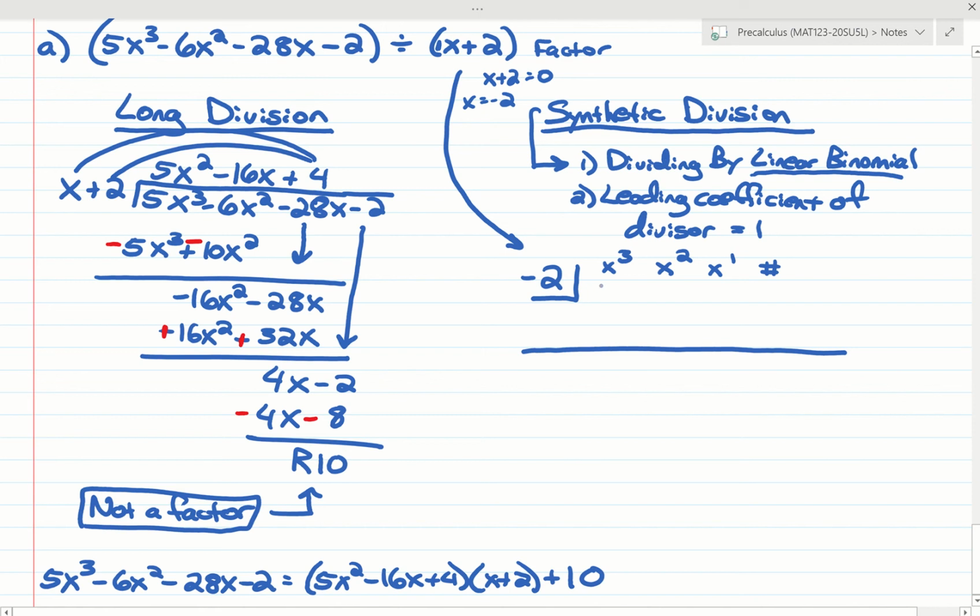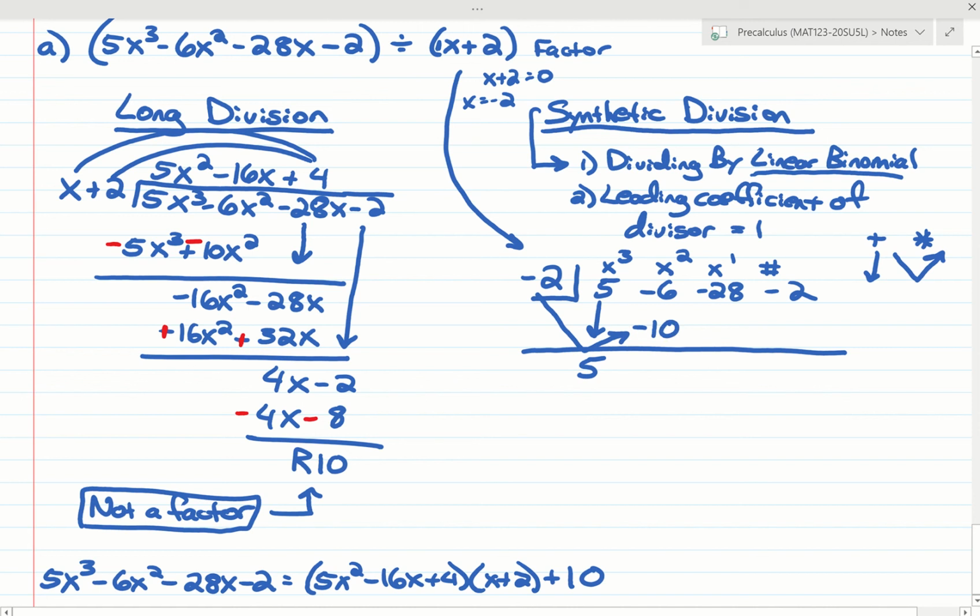Okay, let's put our coefficients in: 5, -6, -28, and -2, and we'll start. Anytime you go up and down, you're adding. Anytime you go diagonally, you multiply. So watch how this works. Start with the first number, 5. There's nothing to add with the 5, so you could just do 5 plus 0 or just bring our first number down, get 5. Next, we're going to do -2 times 5 and put that number right here, -10.